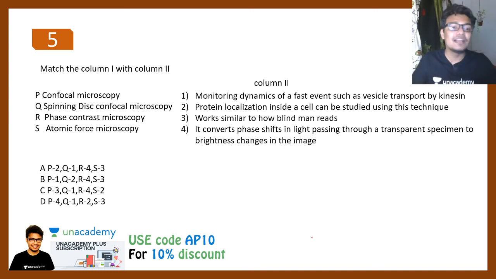So obviously, let's start. Confocal microscopy, spinning disk confocal microscopy, phase contrast microscopy, atomic force microscopy. And in the column, it is given that monitoring dynamics of fast events such as vesicle transport by kinesin. Option 2 says protein localization inside the cell can be studied using this technique. Then works similar to how a blind man reads. It converts phase shift in light passing through a transparent specimen into brightness changes in the image.